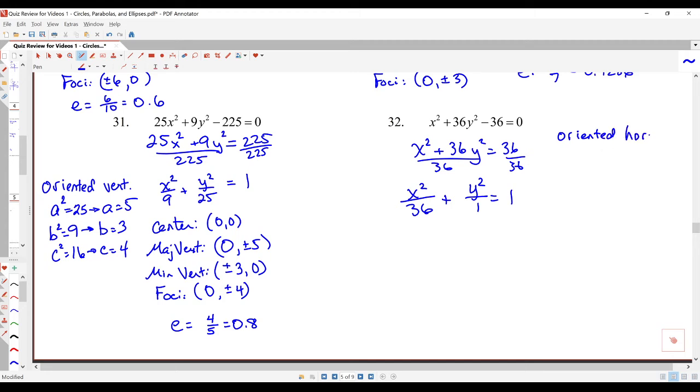This is going to be horizontally oriented because it's the larger number. The a squared is underneath the x. My a squared is 36, so a is 6. B squared is 1, so b is also 1. C squared is the difference, so 35, which means c is the square root of 35.